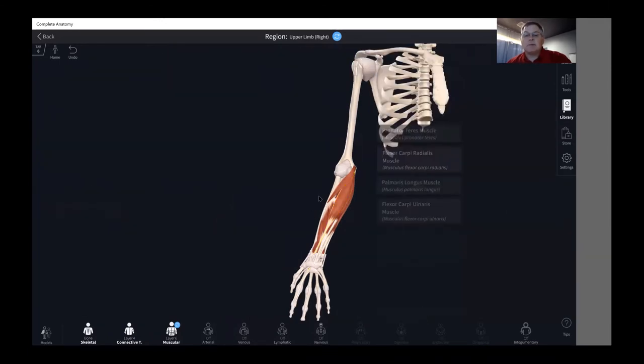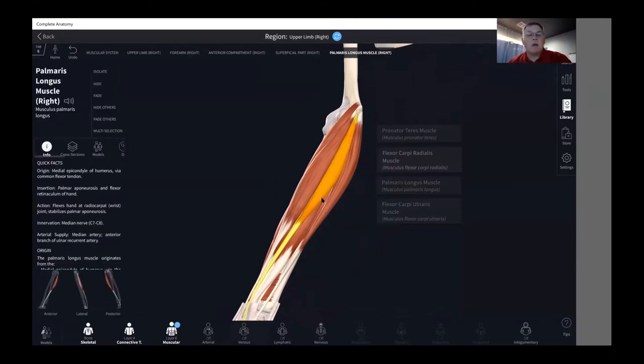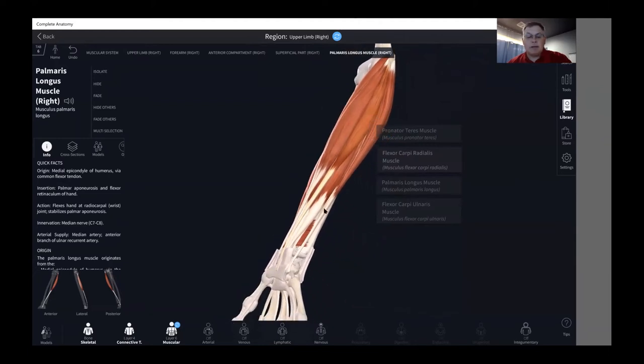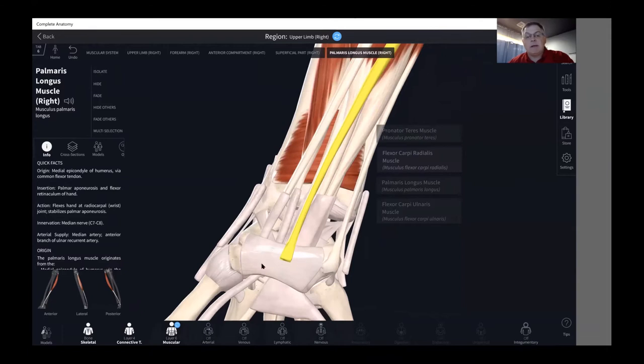The next in the row is going to be the palmaris longus. So pronator teres, flexor carpi radialis, and then the palmaris longus. For that muscle, as you see down at the wrist, if you resist wrist flexion, that's going to be that tendon that pops up right in the carpal row. Its origin is the medial epicondyle of the humerus, again via the common flexor tendon, and it inserts into the palmar aponeurosis and the flexor retinaculum of the hand. So again, when you resist wrist flexion, it's going to put some tension on the palmar aponeurosis. Innervation is the median nerve, C7 and C8.